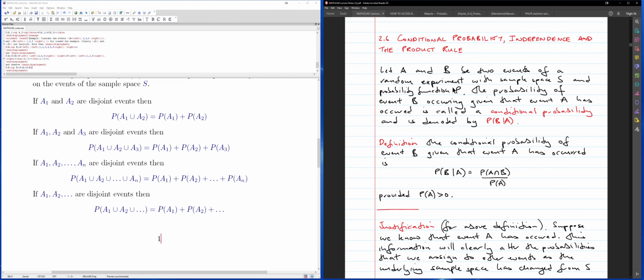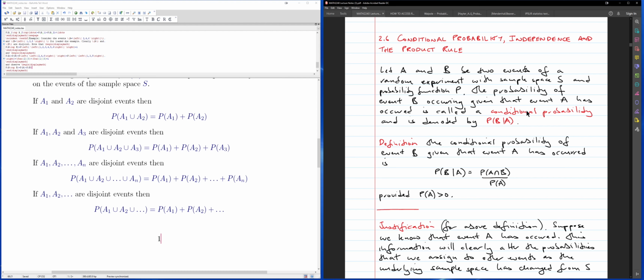Alright, so now let's consider something called conditional probability. I have an experiment with sample space S, and two events in that sample space. What I want is the probability of B occurring given that the event A has already occurred. The probability of B occurring given that A has already occurred is called a conditional probability, and it's denoted by P(B | A), with a B, a vertical slash, then A. How you read this is: the probability of B given that A has occurred.